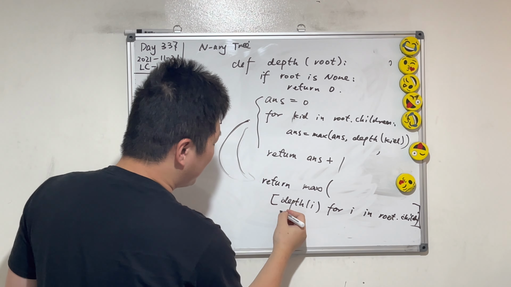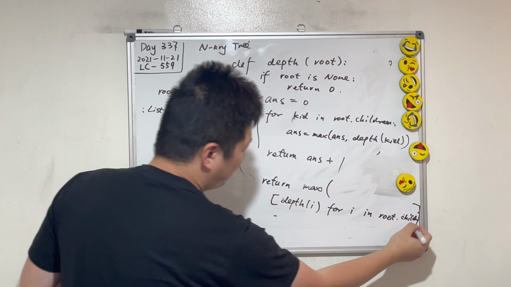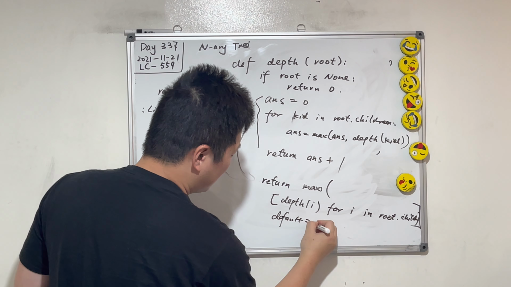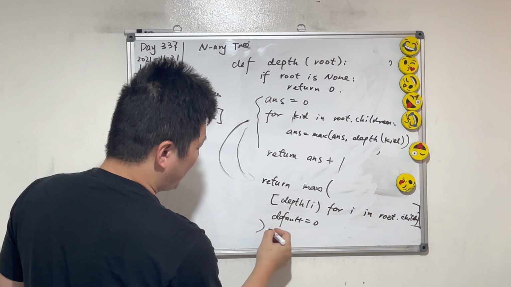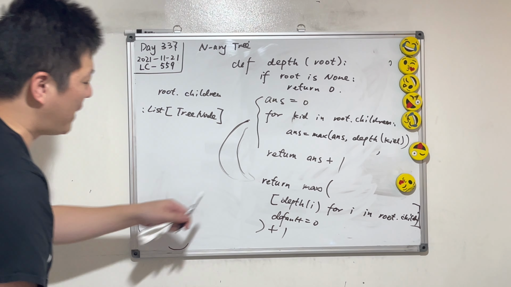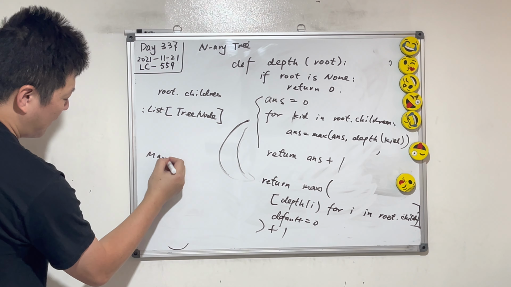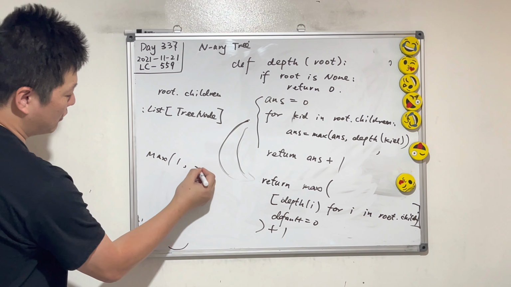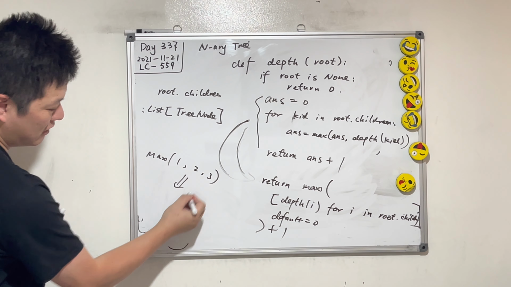And then we need to give it a default. This parameter, default 0. Why do we need to put the default like that? And then plus 1, right? This is the same thing. Max function, look. What's the max function? This is the Python inbuilt function. Max 1, 2, 3. What's the value?